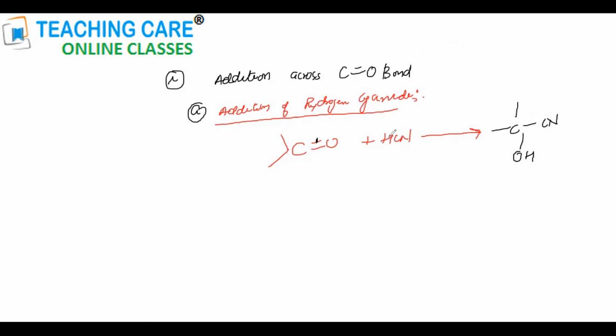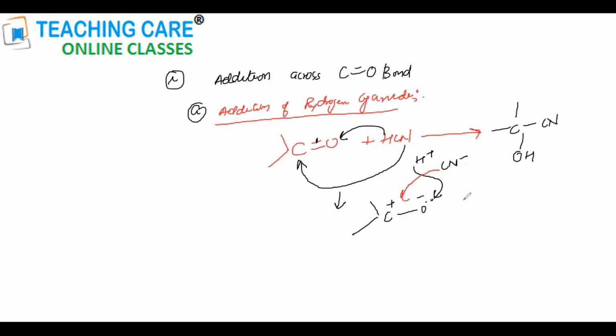So H is going to attract with oxygen and CN is going to attack the carbon because it is an electrophile. It is converted in this form. So it gets positive charge and it gets negative charge. Now when HCN gets broken, hydrogen is positive and CN is negative. So this hydrogen is going to attract the O group and this CN is going to attract the carbon group. So it leads to the formation of this. Understand?